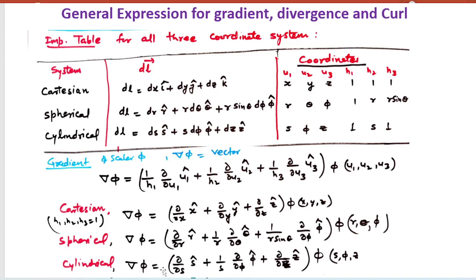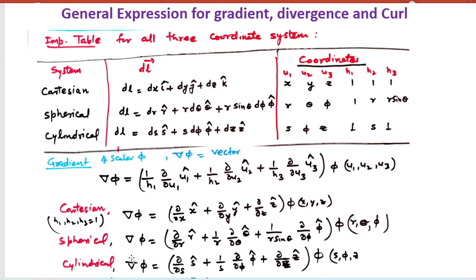Similarly, in the cylindrical case, we take 1 upon h1, that is 1, delta by delta s in s cap direction, 1 upon s delta by delta phi in phi cap direction, plus z cap delta by delta z, because h3 is also 1. So using this general formula, we can find the gradient in all three kinds of coordinate system.